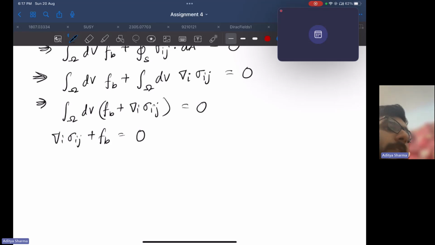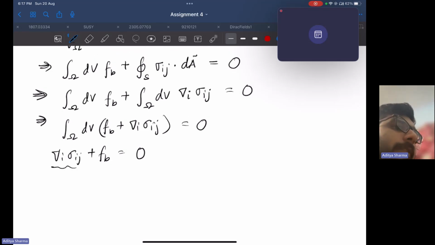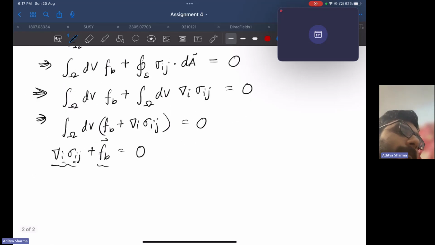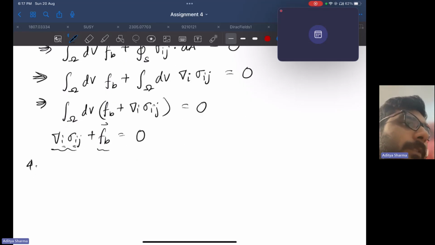A thing to note here is that this is a vector, so this also should be a vector. But divergence just takes one of the indices out. Okay, let's go to problem 4.